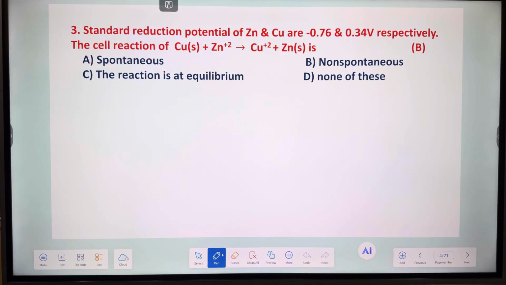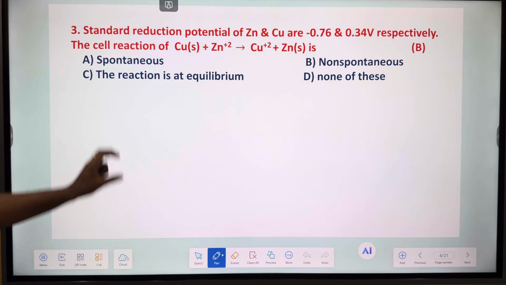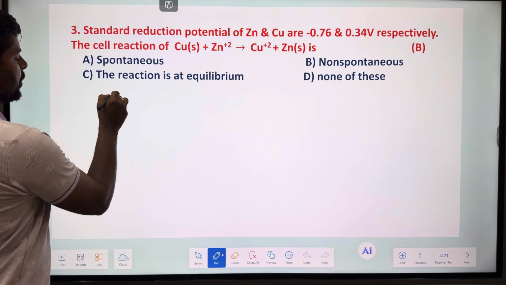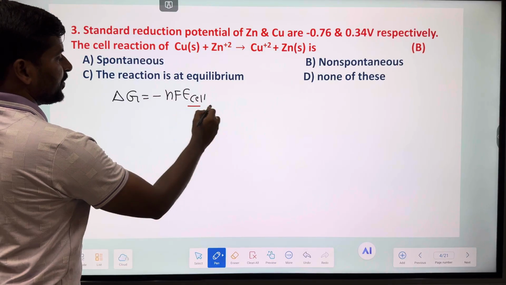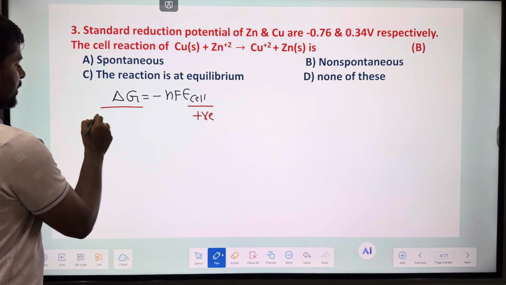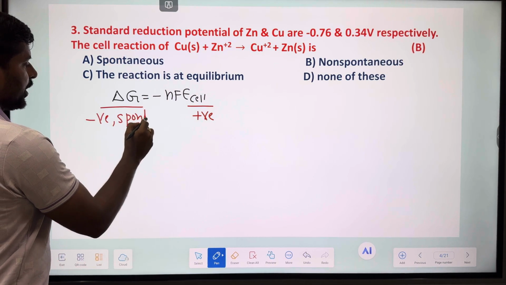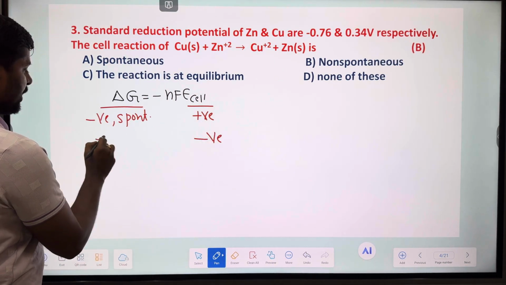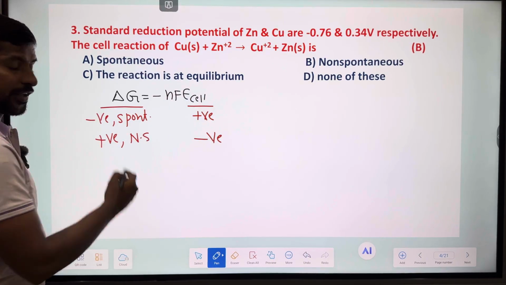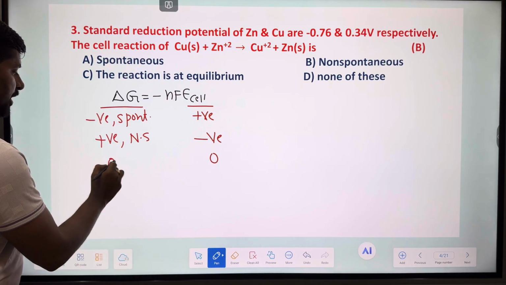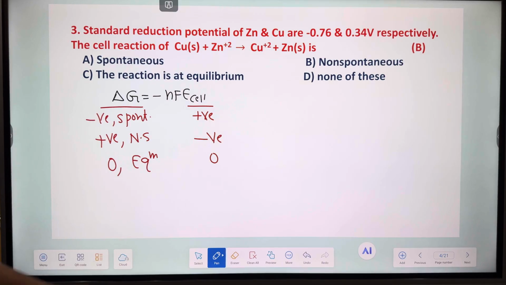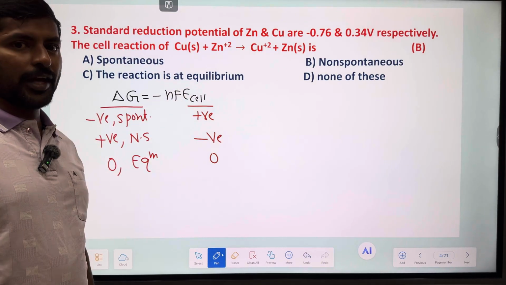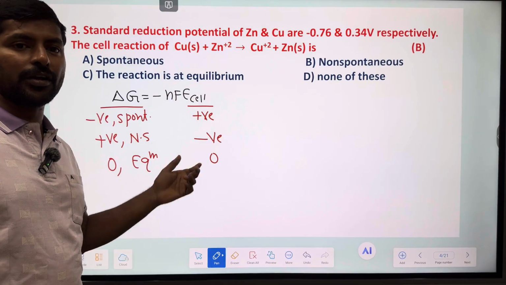Next one, standard reduction potentials of zinc and copper are given. Is the cell reaction spontaneous or not, or at equilibrium? So we know that delta G is equal to minus nFE cell. If E cell is positive, delta G we get negative, spontaneous. If E cell is negative, we get delta G positive, non-spontaneous. If E cell is 0, delta G we get 0, then such a process is said to be under equilibrium, right? So we have to calculate E cell and verify whether we are getting positive, negative or 0.